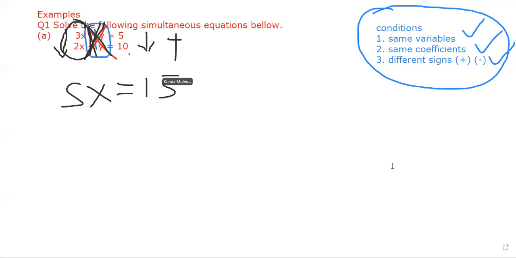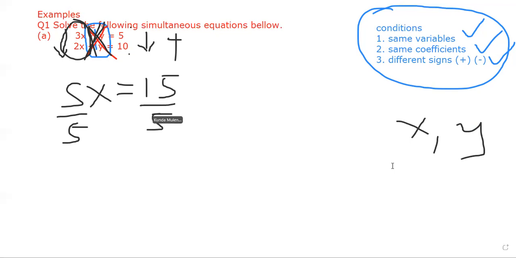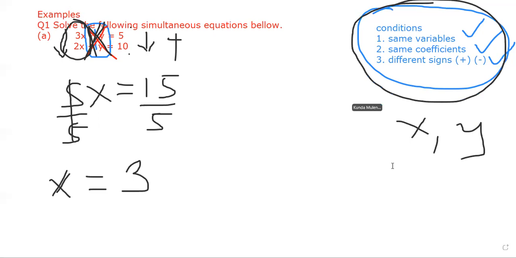Now, once we reach this point, when they ask you to solve the simultaneous equation, they're asking you to solve for x, and you also solve for y. So from here, we can solve for x by dividing by 5. We also divide here by 5. So at the moment this part cancels, x is equal to, how many times can 5 go into 15? 3. So the value of x is 3. Very, very simple if you understand these conditions. These conditions are very, very important.